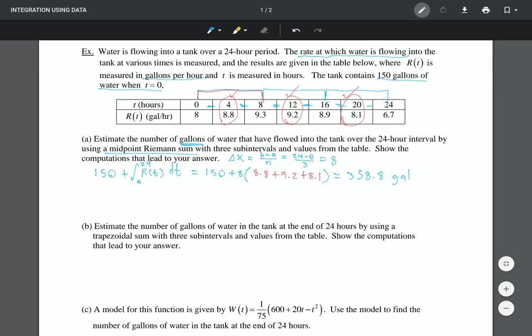Okay, and notice that I want you to write the units. Now, the units are important because they tell you what you got. I didn't get a derivative back. When I integrate the rate at which the water is flowing, I get the amount of water that's in the tank. Okay, so here's the idea.